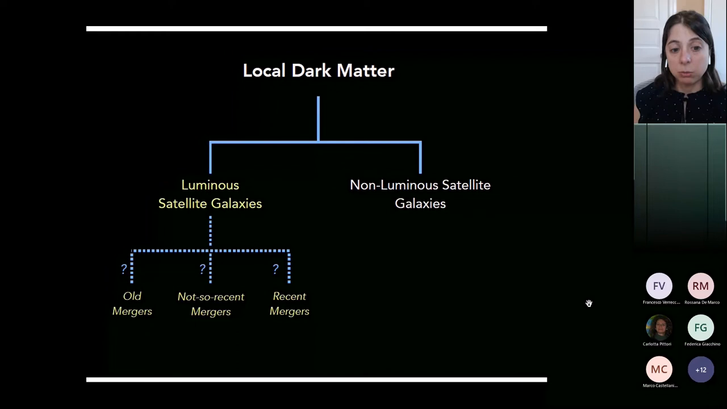the luminous satellite galaxies. Where we haven't quite dug in yet, but this is definitely future work, is understanding how to also build up the component that's coming from the dark galaxies. But for the rest of the talk, I'm going to really be focusing on the advancements we've made from the dark matter that originated from these luminous satellites. Next slide.